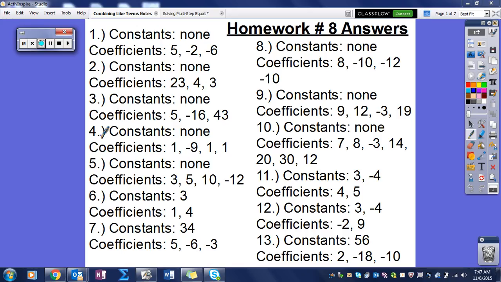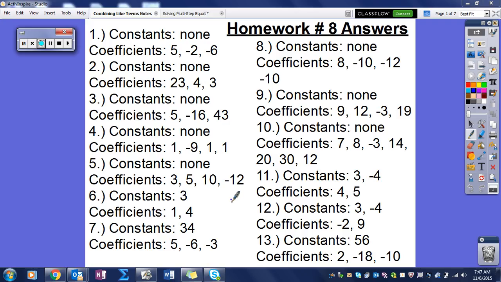Take a few seconds, please, and check your homework if you completed it. Once you've checked your homework, you're going to be working on the identifying parts of expressions and equations classwork. That should only take you 10 minutes total. So 15 minutes tops for both of those activities. 5 minutes to check your homework.